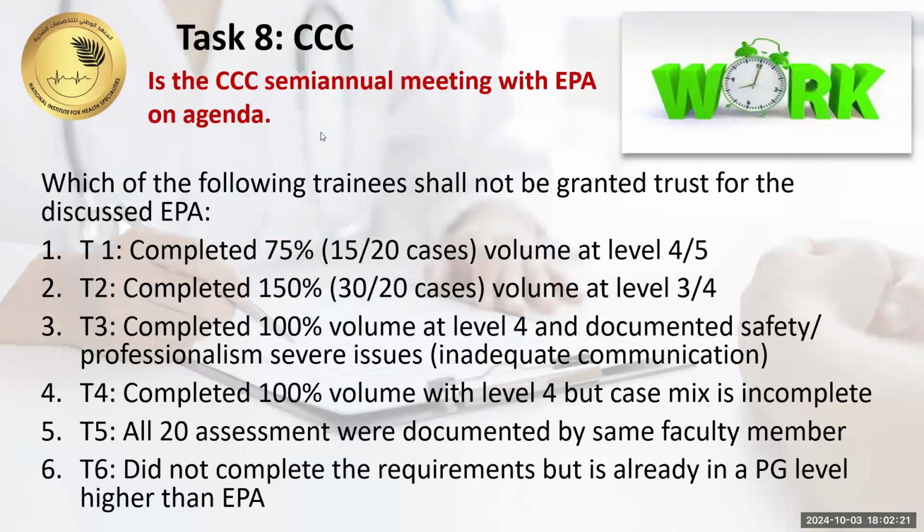But if the first cases were at level 4, and then the trainee falls down into the levels of expertise and falls into the level 3 or less, something happens to that trainee. So maybe that trainee is a cry for help. So we have to look into the progress.